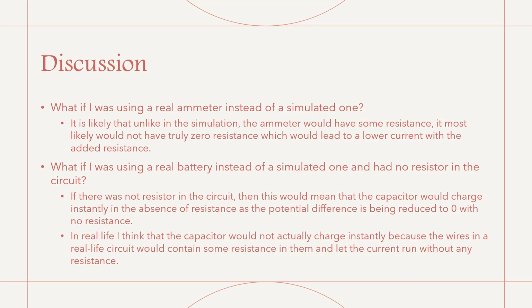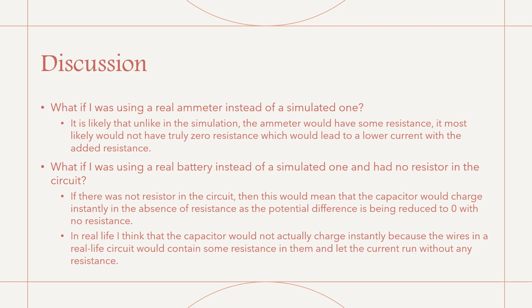So discussion. What if I was using a real ammeter instead of a simulated one? It is likely that unlike in the simulation, the ammeter would have some resistance, so it most likely would not have had truly 0, which could have led to a lower current with the added resistance, unlike in a perfect situation when I'm simulating it.